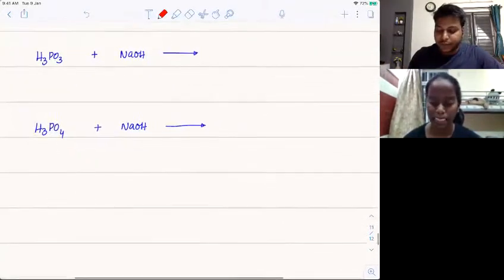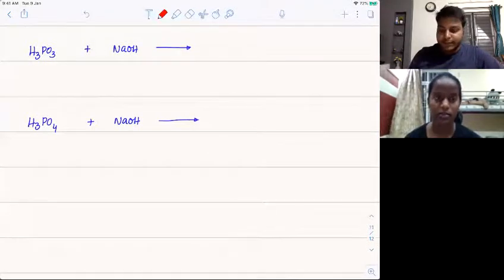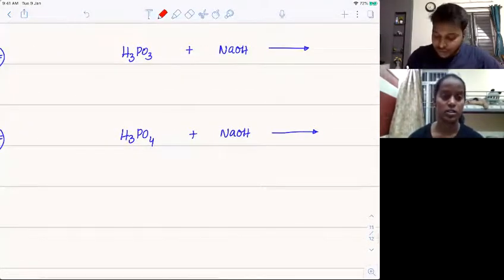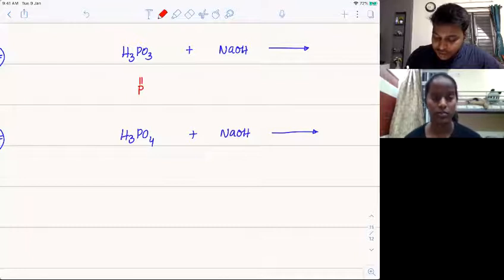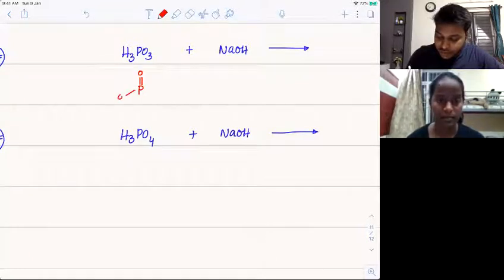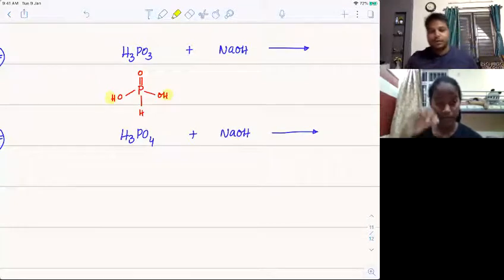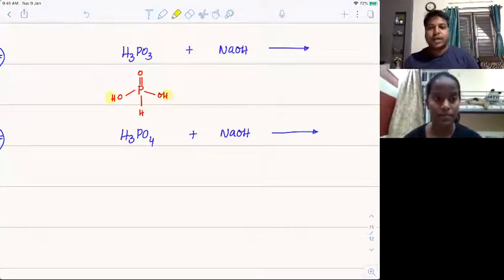Next one. H3PO3. This is a very special case, so it should always be dealt with the structure. I told you one thing: if it is H3PO3, the structure would be like this. It has only 2 hydrogens which are connected via oxygen. So it is not actually an oxyacid which can give 3 OH. It can only give 2 OH.